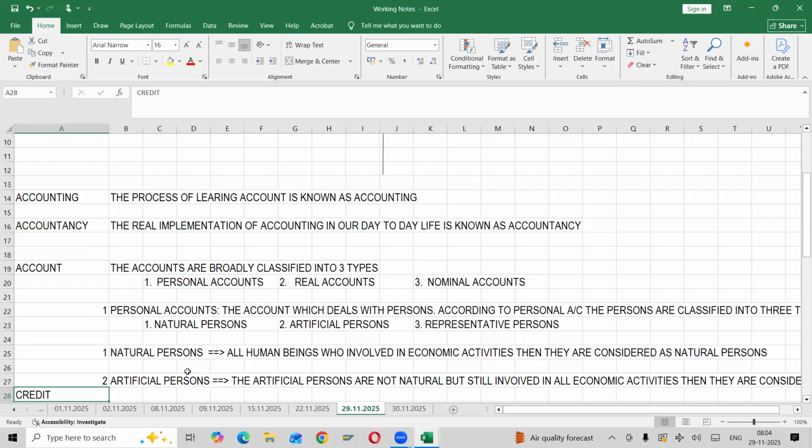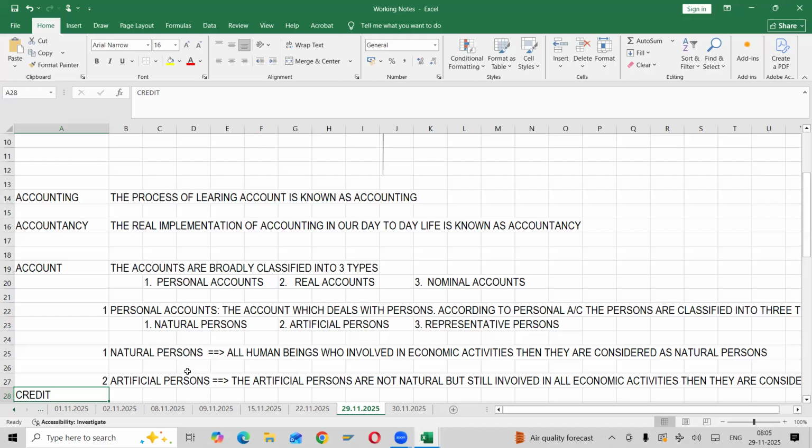What kind of person is it? Artificial. Legally, it is recognized as a person. All artificial persons are legally recognized as persons. That is the reason in accounting terminology we call it a legal entity. Even though they are not natural, we consider them as persons. Clear? Because they are involved in all economic activities, all purchases and sales, all receipts and payments.